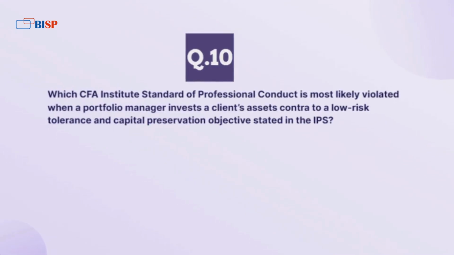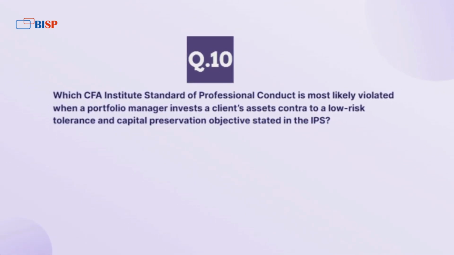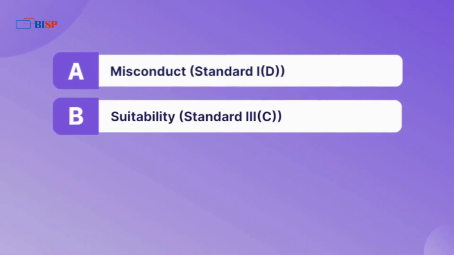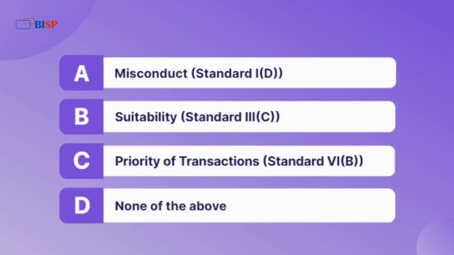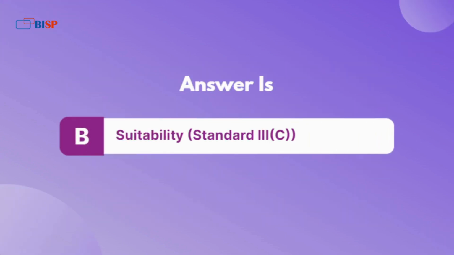Which CFA Institute standard of professional conduct is most likely violated when a portfolio manager invests a client's assets contrary to a low-risk tolerance and capital preservation objective, stated in the IPS? A. Misconduct, Standard I, D. B. Suitability, Standard 3, C. C. Priority of transactions, Standard 6, B. D. None of the above. Answer is B. Suitability, Standard 3, C.